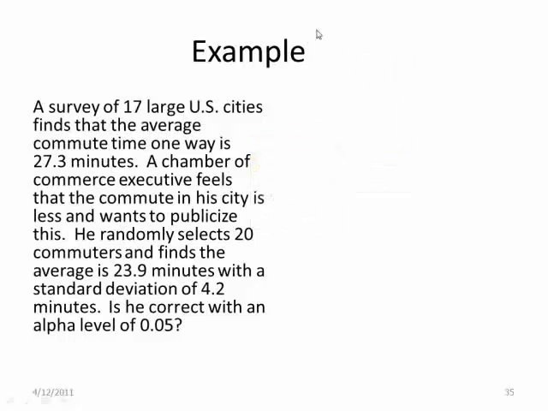So again, let's just march down our path. Step one is to set up the null and the alternative. So the question is, is he correct? But what are we asking if he's correct about? Well, he's wanting to claim that the commute in his city is less than this. So is this going to be the alternative hypothesis or the null hypothesis?